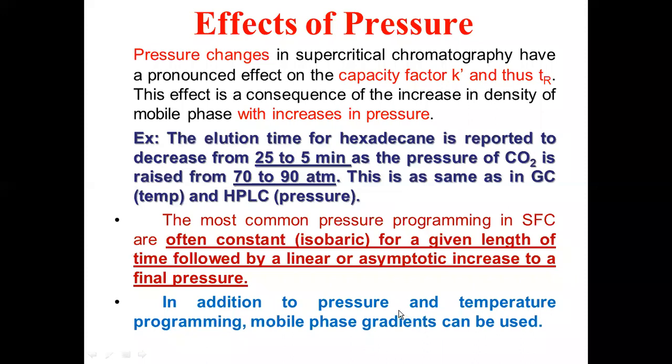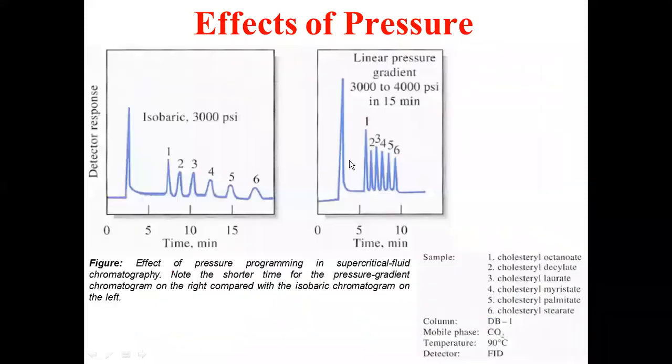So even the mobile phase gradients can also be used, as organic modifiers, in order to increase the selectivity of the separation. The mobile phase composition is also very important. So how do we do this pressure programming? This pressure programming is very important in order to adjust the capacity factor k dash and in order to decrease the retention time of the solute. Therefore, the column efficiency or the selectivity of the column can be enhanced to the required level.